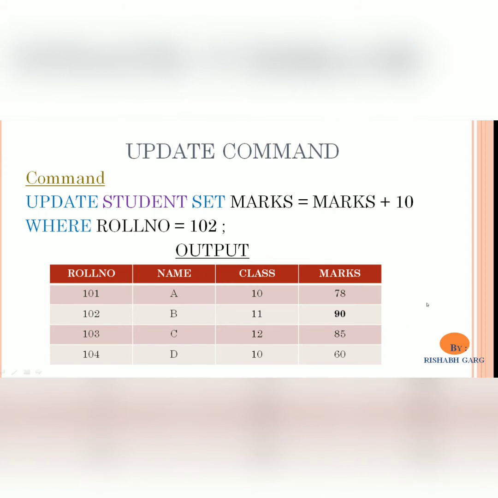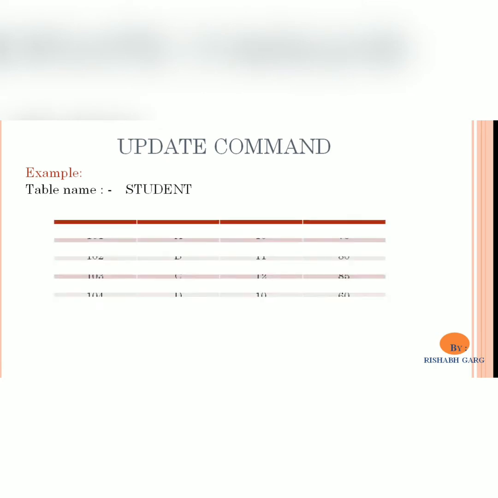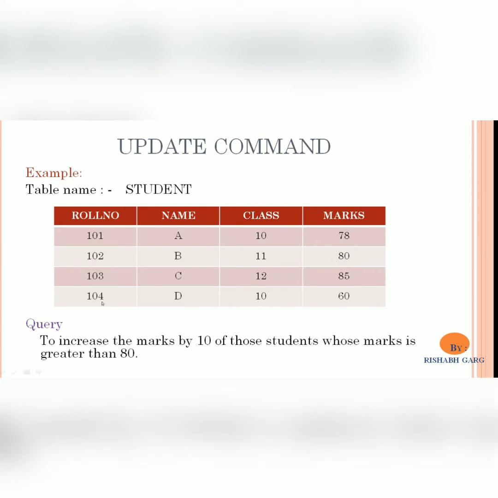Let's see one more example to make it more clear. Suppose we have a table student along with 4 fields and 4 records, and we want to perform a query to increase the marks by 10 of those students whose marks is greater than 80. So for this, we will execute the following command.